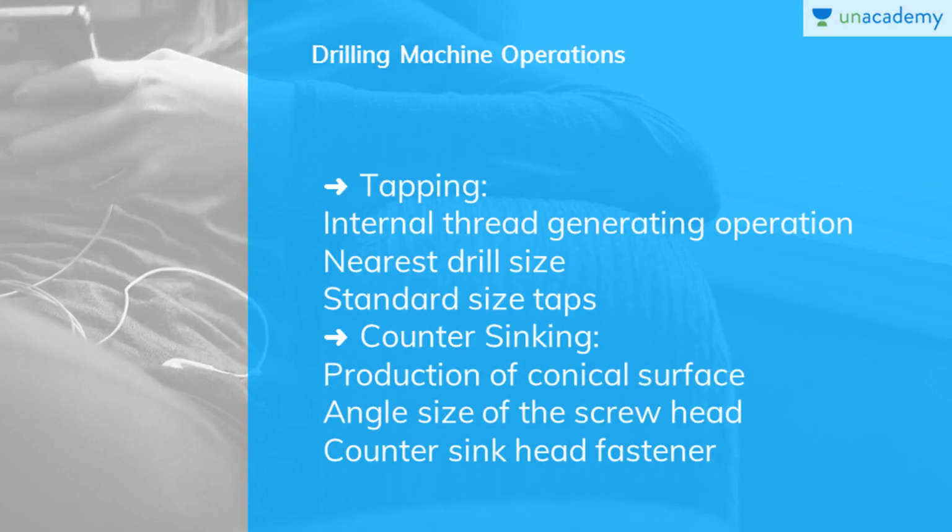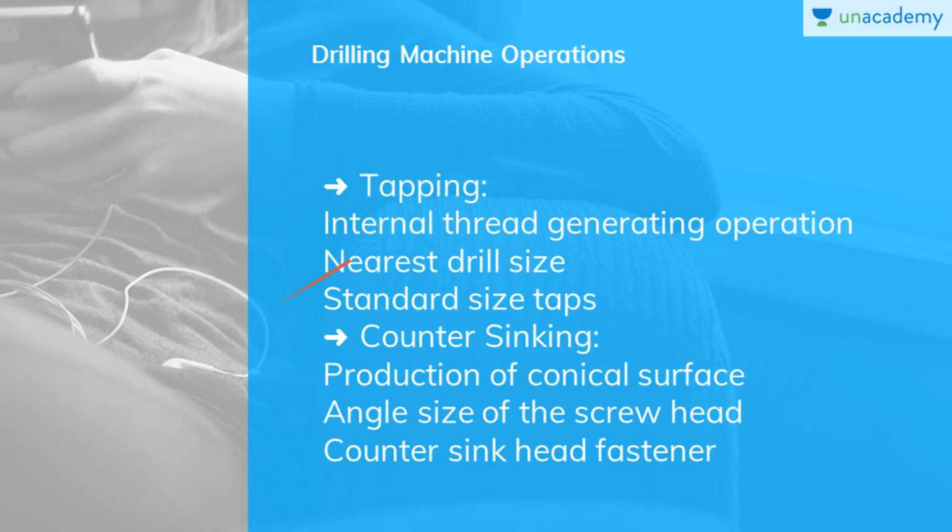Then you have the tapping operation. Tapping is the internal thread generating operation in a pre-drilled hole by using a set of 3 taps which are used one after the other in succession. To generate a specific size thread, the nearest drill size is calculated and drilled first. Then by using the standard size taps, slowly and gradually the threads are generated.